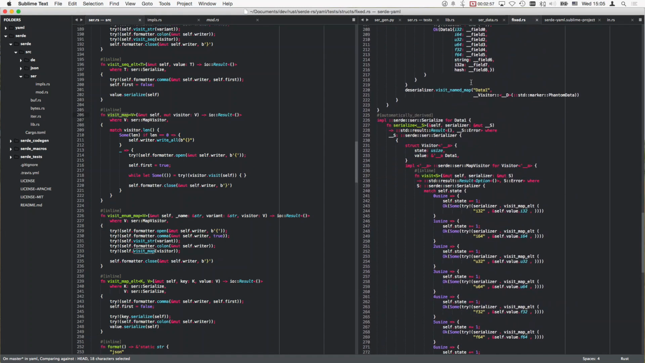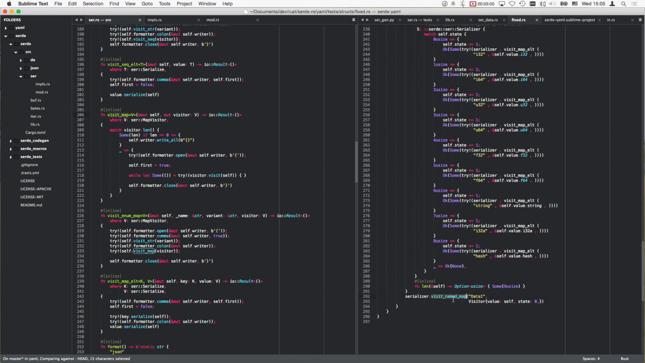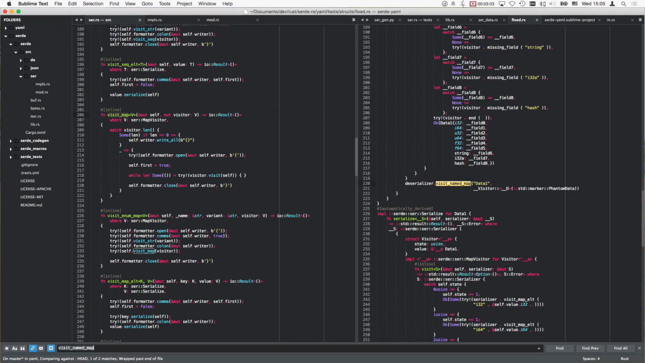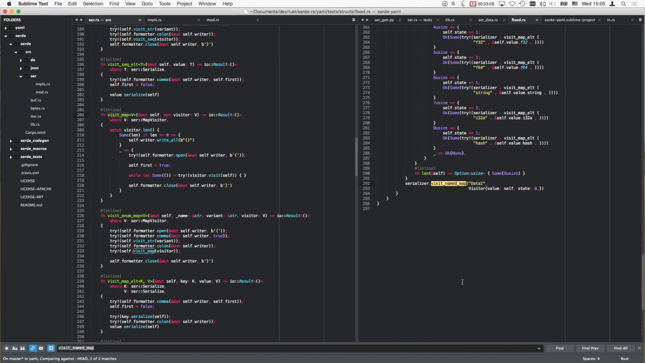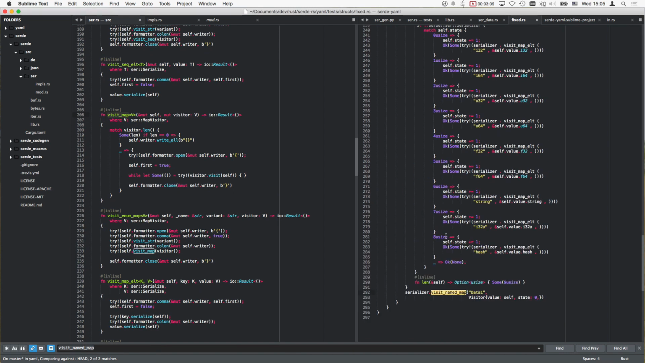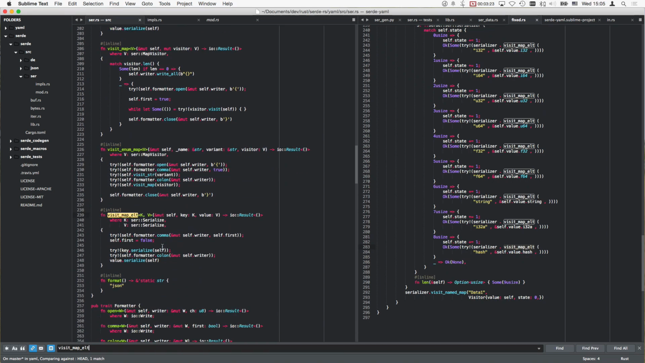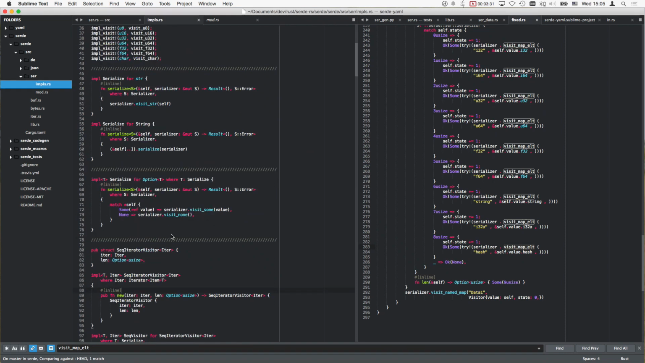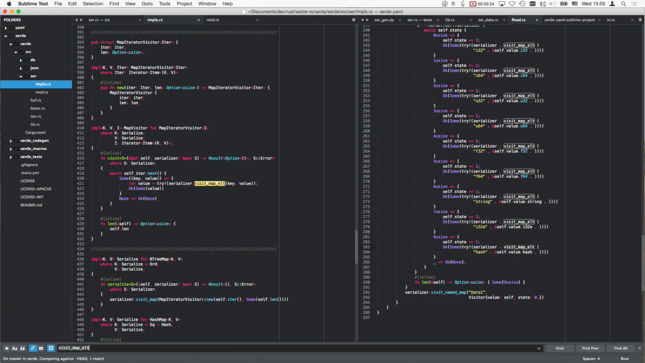So let's see how the calls are made. Visit named map. Okay, that's just called once. And here, when we are dealing with the hash, what happens? It says visit map element, even though that is actually a hash. How does that work? I guess it just called serialize on that particular one, which then should call visit map, I guess.